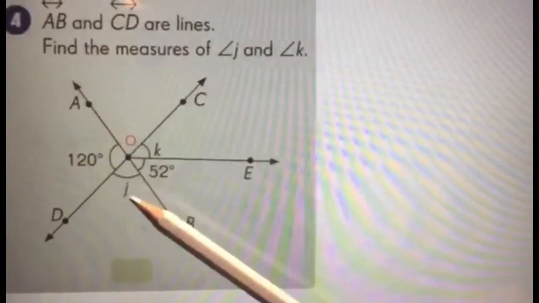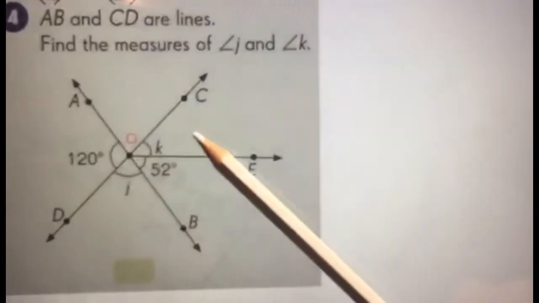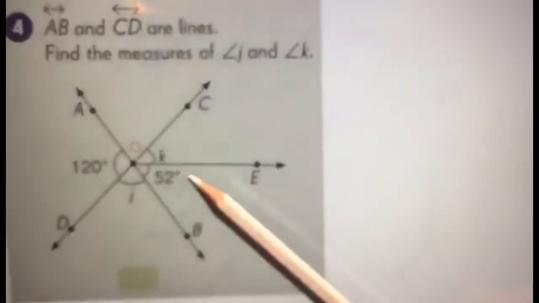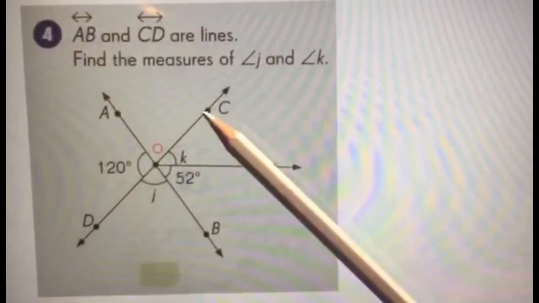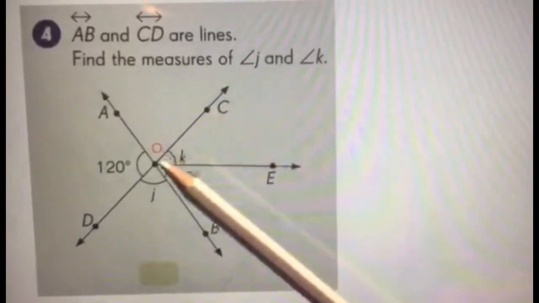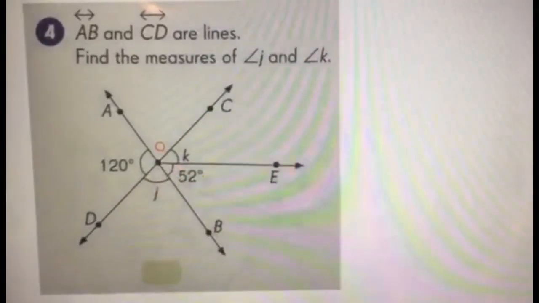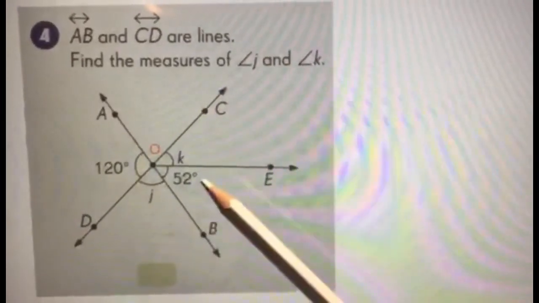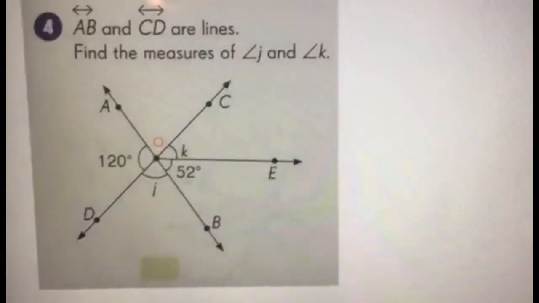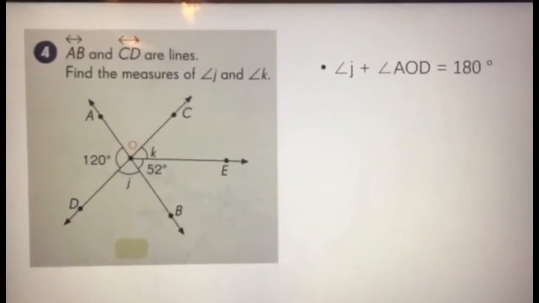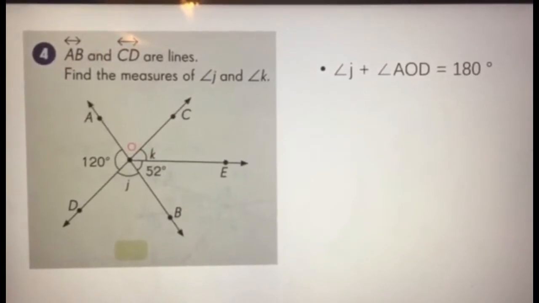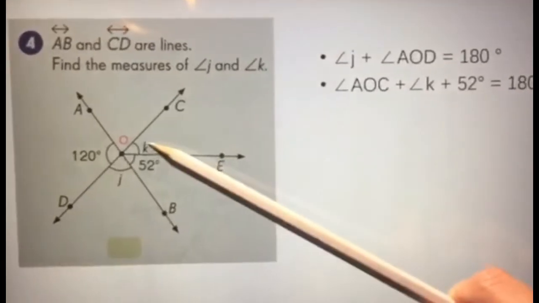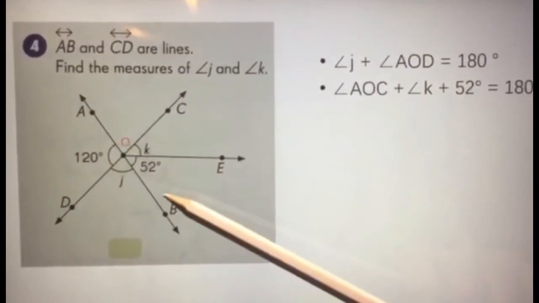After we found out angle J, it is easy to find out angle K, because J and the 52 degree angle and angle K make angles on the line CD. So these three angles add up to 180 degrees. Knowing J and the 52 degrees, you would find out K. So angle J plus angle AOD is 180. Angle AOC, I used a different pair of angles.